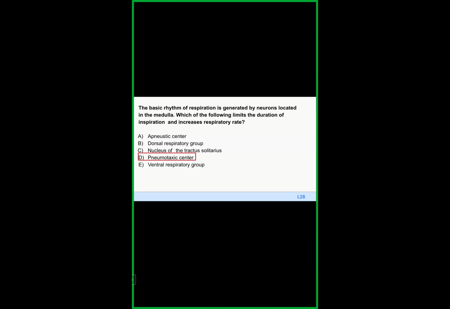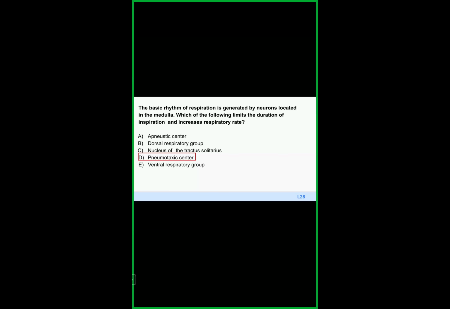The apneustic center, I do not think this one was mentioned in your lecture, but basically it's located in the pons and it promotes inspiration and also prolongs it, which is why it's not the correct answer choice. For B, the dorsal respiratory group, also known as DRG, generates the rhythm for respiration. So it does not limit the duration and it does not increase the respiratory rate. It just regulates the rhythm.